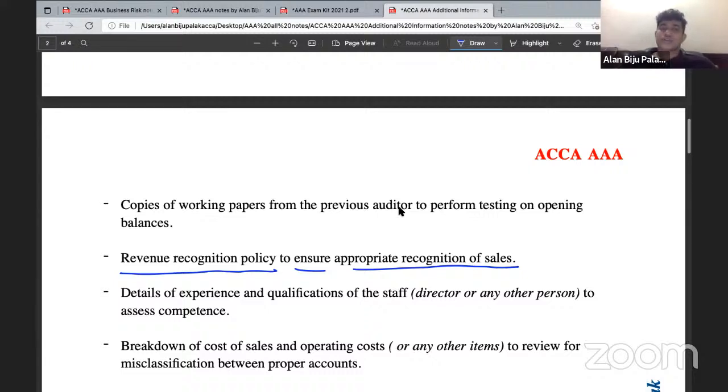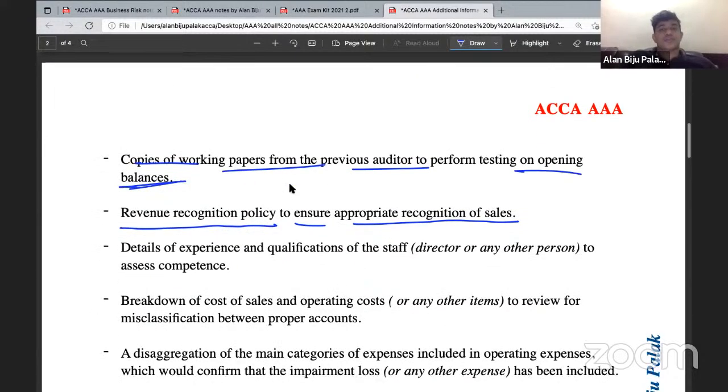Then you used to mention, when a company is having a new client, that the new client's opening balances might be misstated. So how can you ensure whether a company's opening balance is misstated or not? Well, you can do one thing. You can obtain copies of the working papers from the previous year auditor. And if you get copies of the working papers from the previous year auditor, then automatically you will be able to understand whether the opening balances are misstated or not.